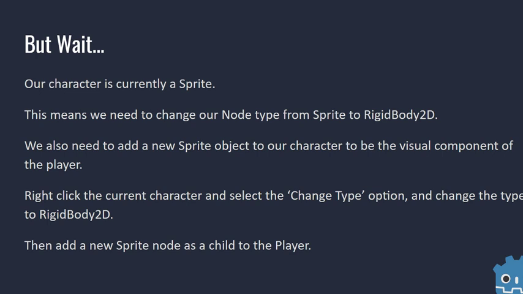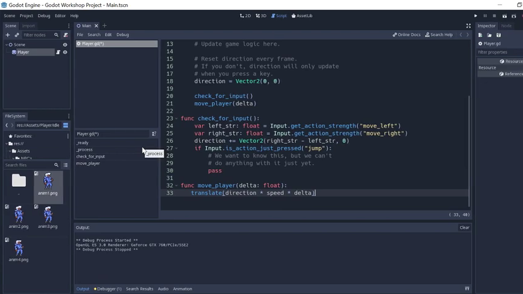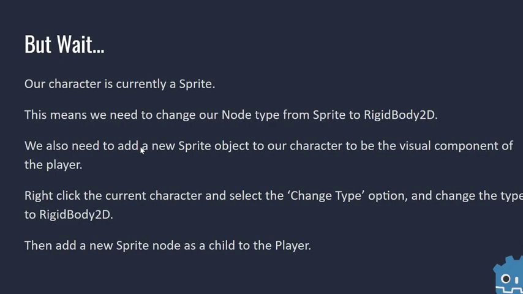So one problem we currently have is our character is not a physics object right now, it is a sprite. So we're going to change our character into a rigid body 2D by creating a rigid body 2D and then reparenting our sprite underneath that rigid body 2D. So we're actually changing the type. I did this because you're probably going to do this sometimes when you're making a character.